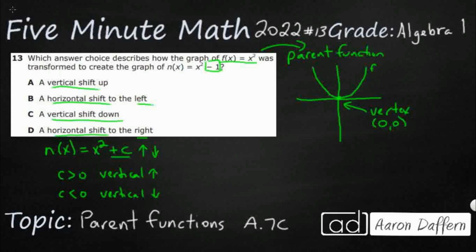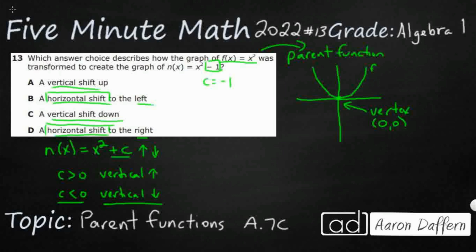So right now I'm looking at this negative 1, and that looks like that c equals negative 1, which means it would fit right here. So I'm thinking it's going to be a vertical shift down. But what about these other ones? How do we get these horizontal shifts to the left? How do we get these horizontal shifts to the right?